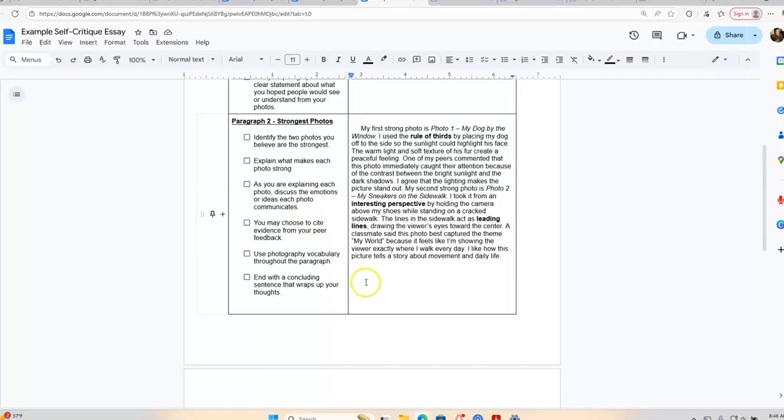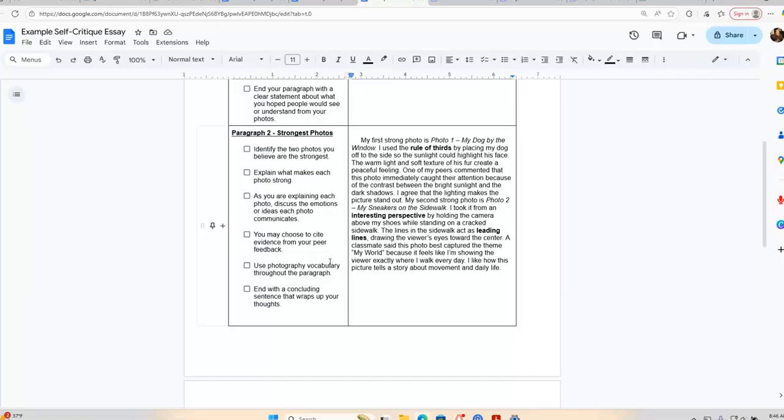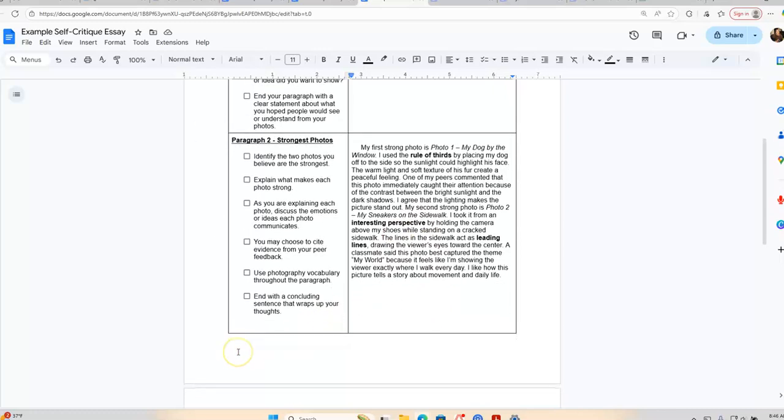This is one of the places where you may choose to cite some evidence from your peer feedback. Remember, that is something that I'm going to be looking for when I'm grading your essay. So this would be a great place to pull in that peer feedback. Make sure, like we've discussed, that you are using your photography vocabulary, having your photo journal open and looking at that vocab. And then, of course, you're going to end with a concluding sentence that wraps up your thoughts. So here's what that might look like.